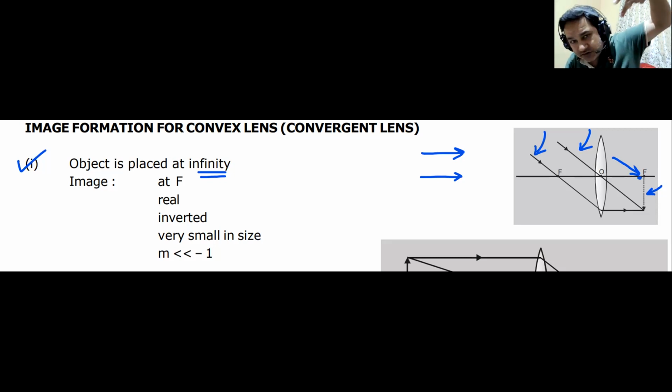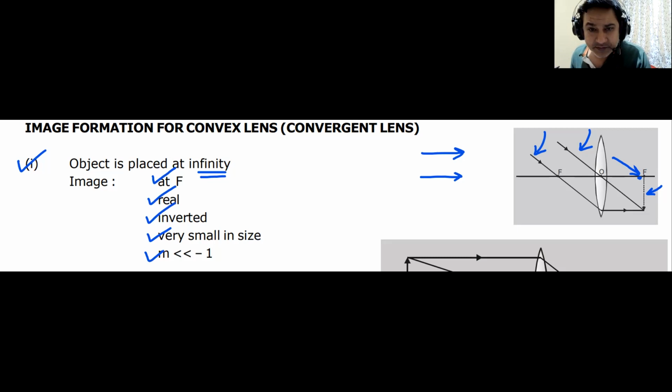A light which is not parallel to principal axis will not give you a point image, but in both cases image will be formed at the focus. Image is formed at focus. It is real, it is inverted, it is very small, magnification is very less compared to -1. If these were parallel rays to principal axis, the image would have been a point image. Do we understand this? Yes, sir.